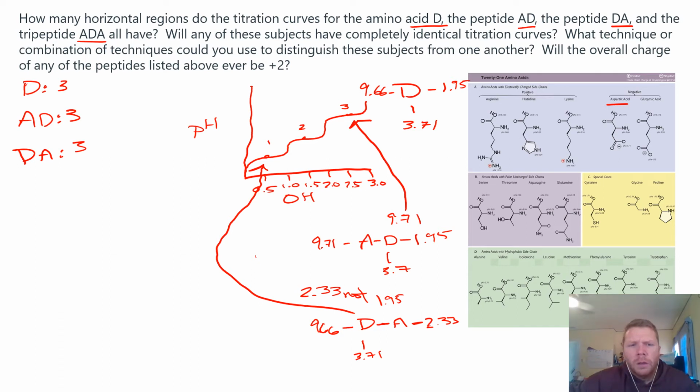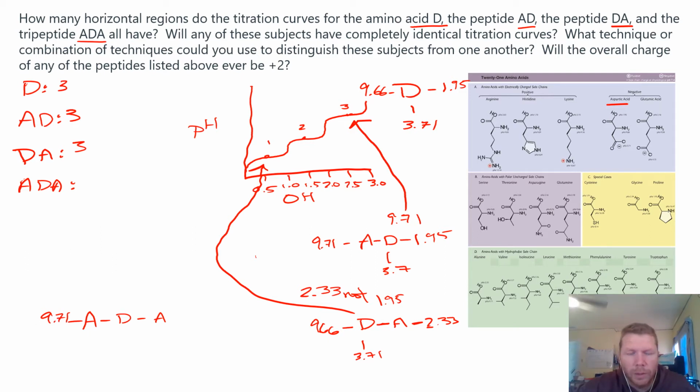Okay, now ADA, what will this look like? Well, I've got my running tally here to go ahead and answer part 1 of my question. This is going to look like such. AD, peptide bond between alanine and aspartic acid, and then between aspartic acid and alanine. The N termini of alanine is 9.71. Okay, R group is not ionizable.